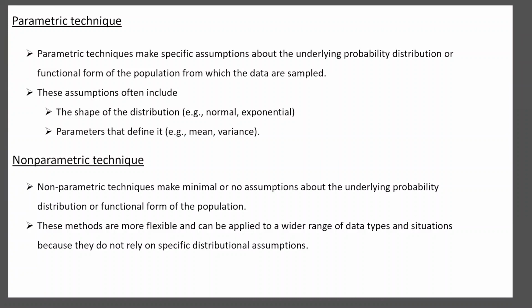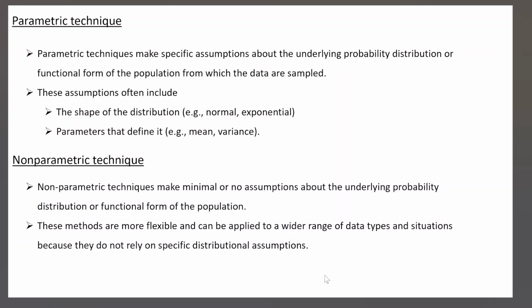There are two techniques for this data smoothing. One is the parametric technique, the other one is the non-parametric technique. The parametric technique makes specific assumptions about the underlying probability distribution or functional formula.